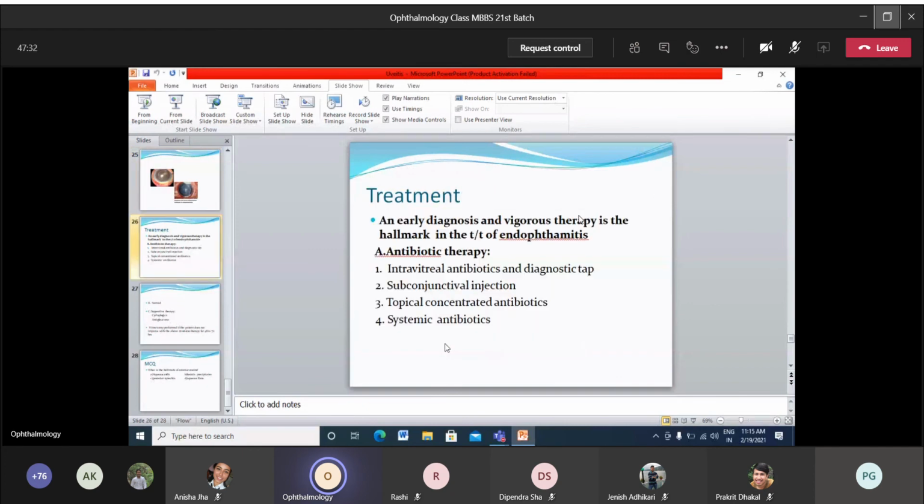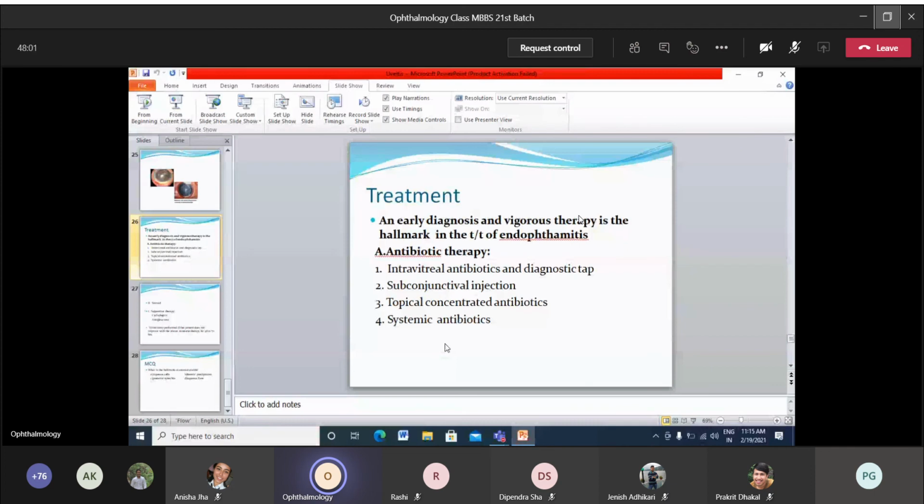Coming to the treatment, early diagnosis and vigorous therapy is the hallmark in the treatment of endophthalmitis. As soon as you see the patient, if you suspect endophthalmitis because of the features, then you have to go for vigorous therapy. Antibiotic therapy is given in various modes. First and foremost, you go for intravitreal antibiotics and diagnostic taps.